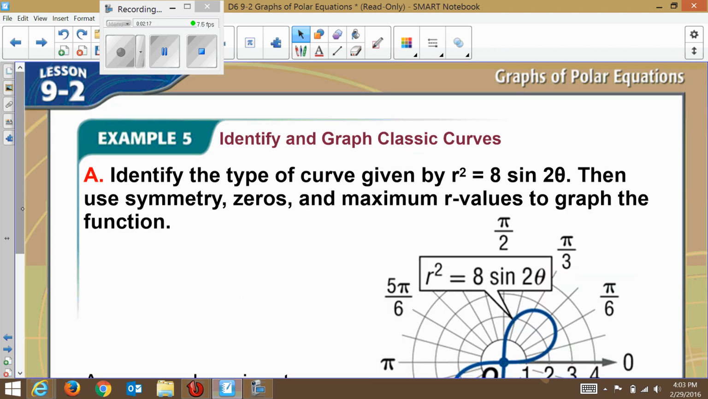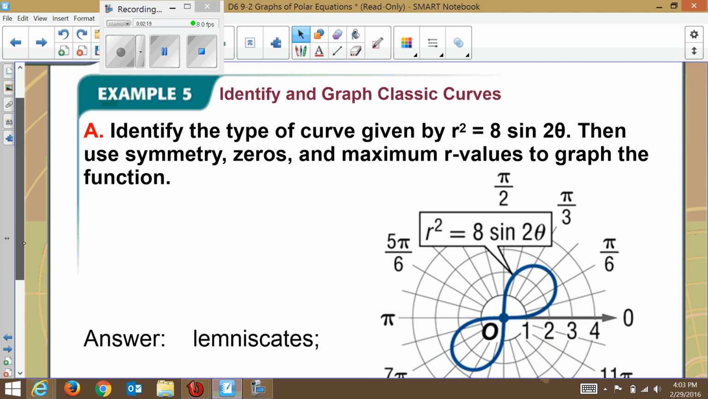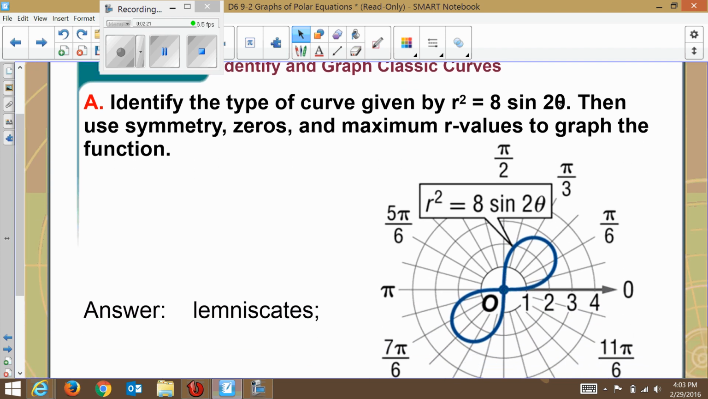Identify and graph classic curves. So if I first identify this graph, I have it graphed here for you. This would be the lemniscate. That's how you read this. Lemniscate, actually, I think that's how you say it. That would be this graph.